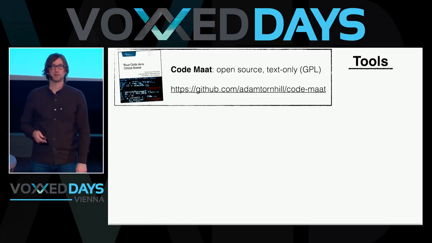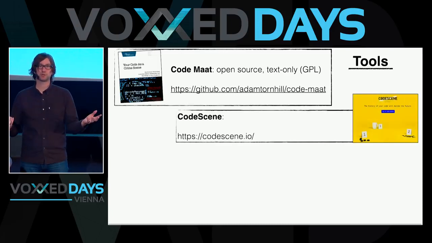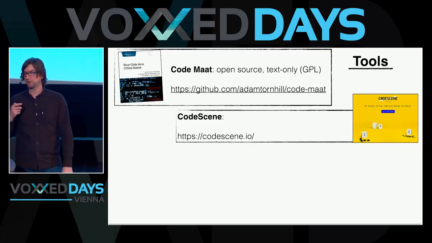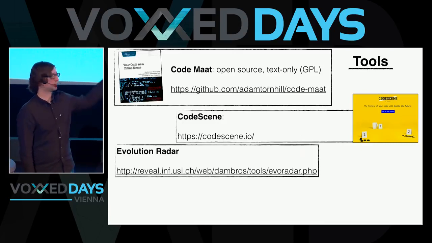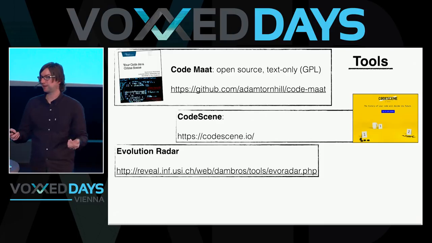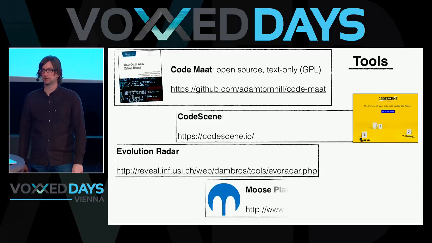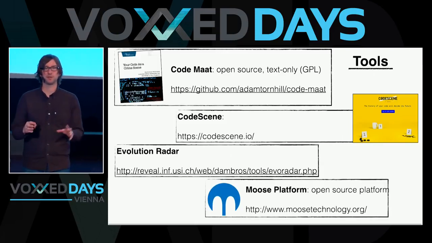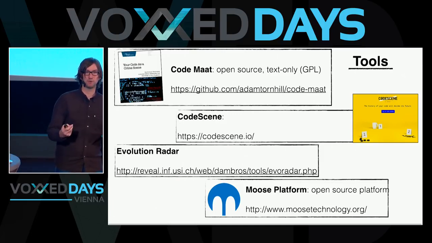What I'm working on right now is a product called CodeScene. CodeScene is free to use for open source projects, so if you like these techniques, please have a look at it. There are also several good tools from the academic space. One of my personal favorites is something called Evolution Radar, which is really strong on temporal coupling. And then finally, in case you want to build your own tools, I recommend that you have a look at the Moose platform. The Moose platform is basically a framework, a platform for building software analyzers. And Moose is also a great excuse to learn to program in Smalltalk.